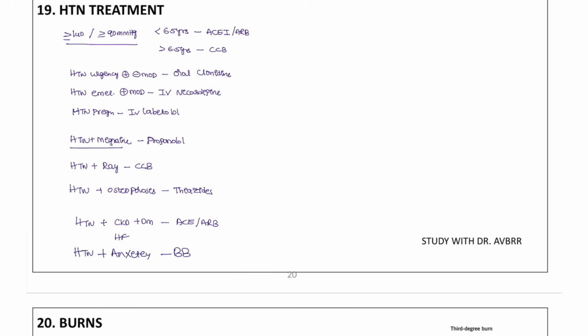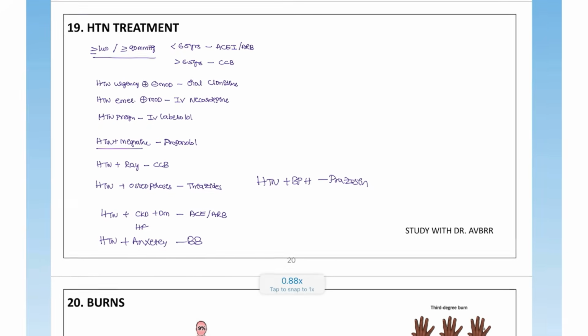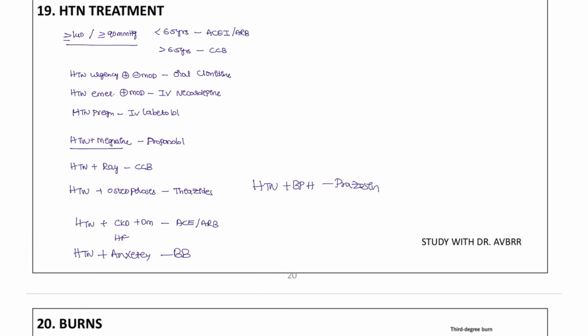And for the patient who is suffering from hypertension and benign prostatic hyperplasia, here you are going to give prazosin for this patient. Prazosin is given for this patient. Okay, hypertension and different types of conditions, that is how we are going to follow this.